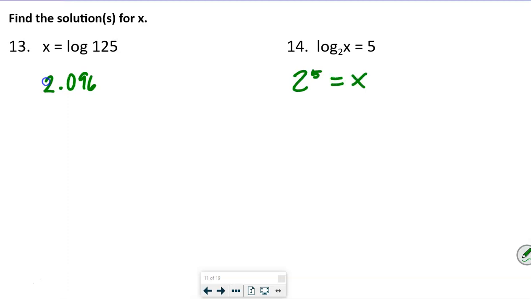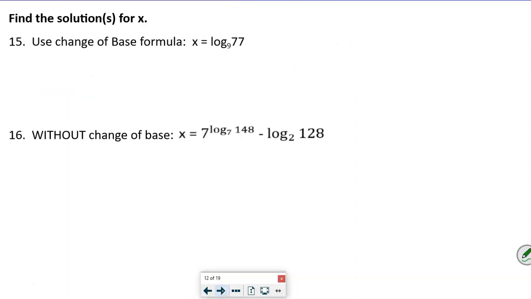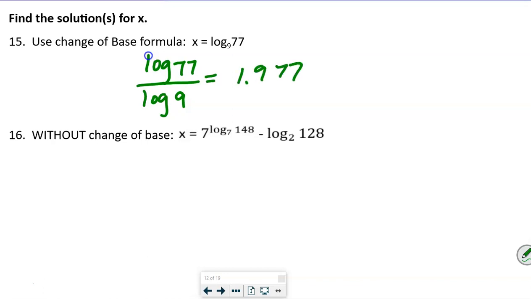This next one, 2 to the 5th, base raised to the power of whatever's on the other side of the equal sign equals x. That's going to be 32. This one says use the change of base formula, so we're going to put the base in the basement. So we're going to put log of 7 over log of 77. We put that in the calculator. We're going to get 1.977. Just round to whatever it tells you to.